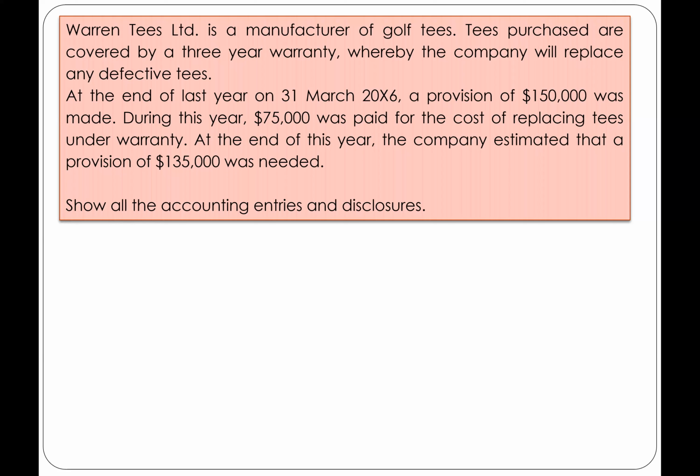So those basically are the three entries that are required. The entry to create the 150 provision, the entry to make payment for the 75,000 for the cost of replacing the tees, and then the entry to increase the provision to the new value of 135,000.